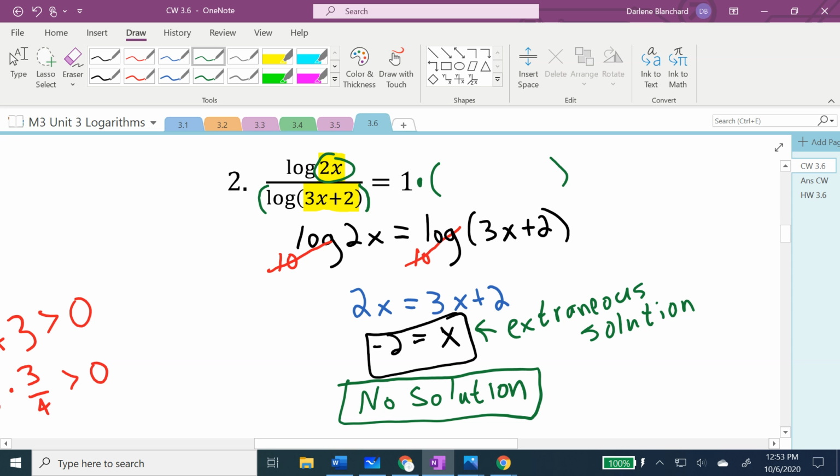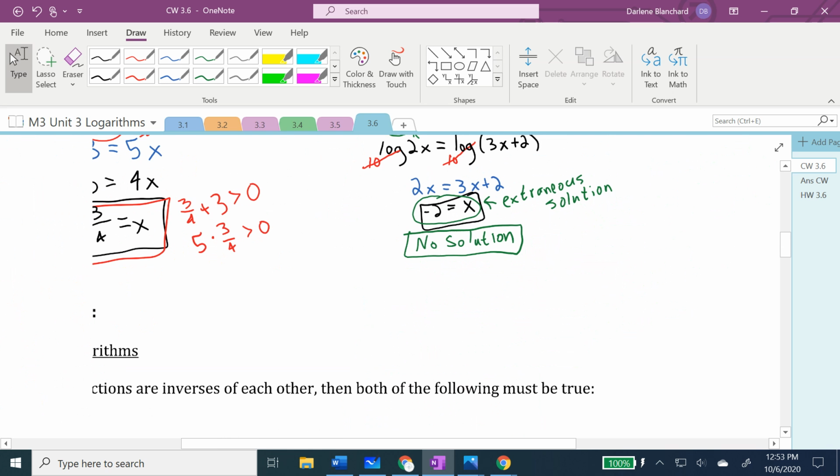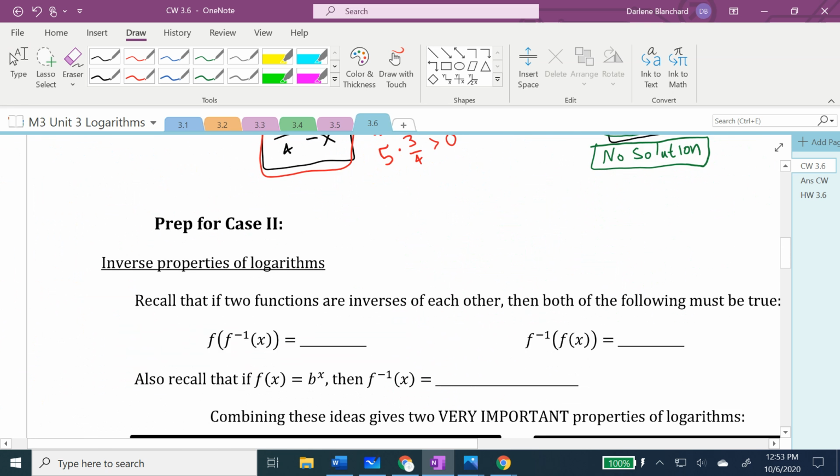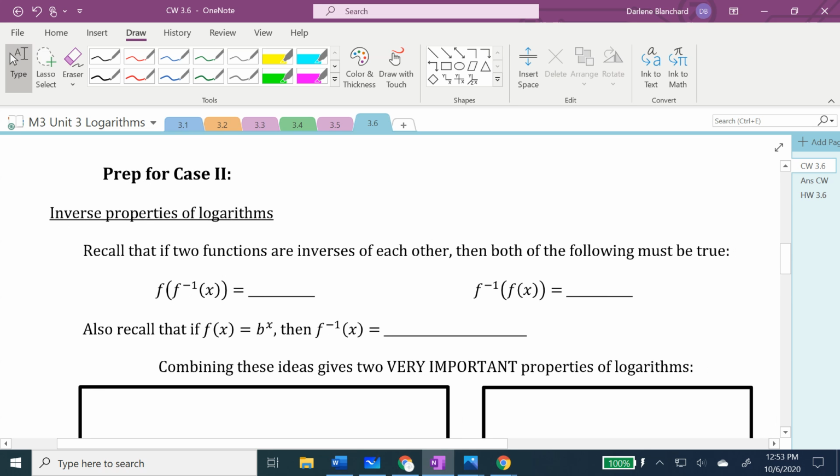But again, the only thing you have to check is that the number you get when you solve, that it makes positive numbers inside of all the original logarithms. And now we are ready to prep for case 2. And everything I'm doing with this prep, we have looked at already. I just want to reiterate it and make sure that this is clear.